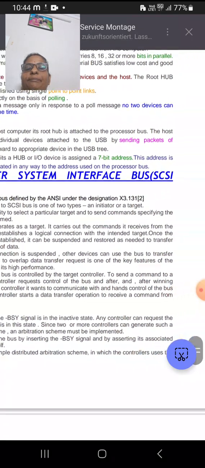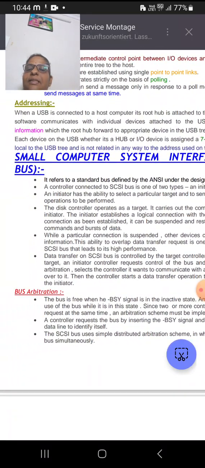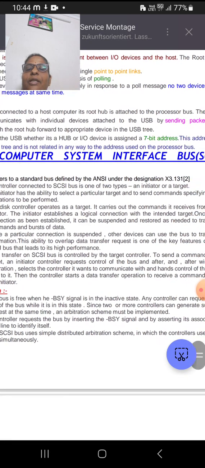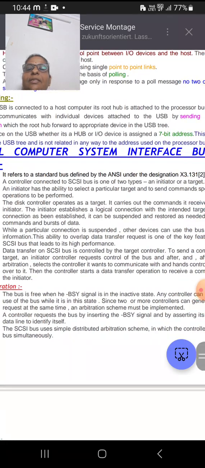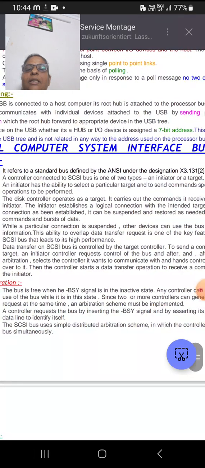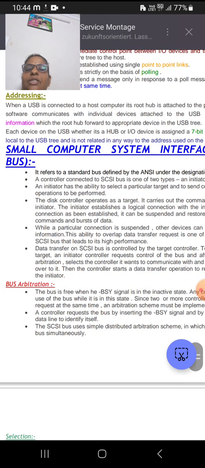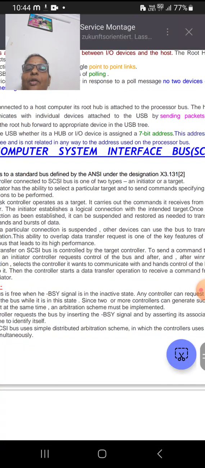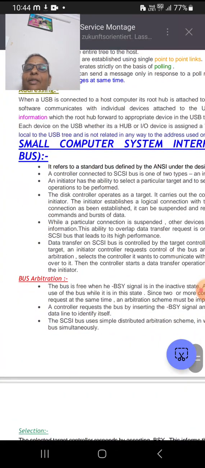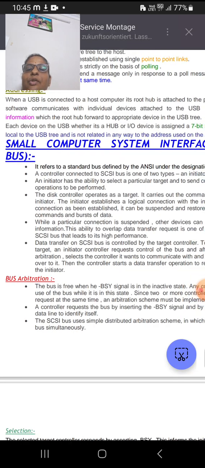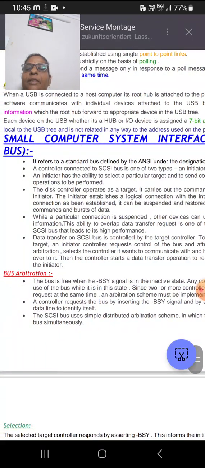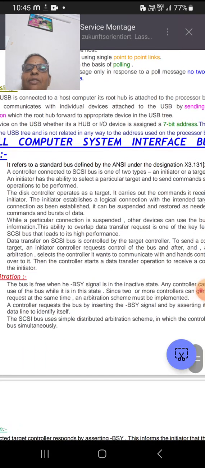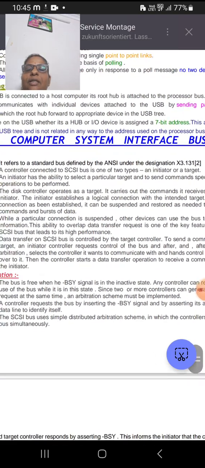So the small computer system interface bus, the SCSI bus, is related to an ANSI standard. The controller connected to the SCSI bus has two types: initiator and target. The initiator has the ability to select a particular target and to send commands specifying the operation to be performed. The disk controller operates as a target. It carries out the commands it receives from the initiators and establishes a logical connection with the interconnected targets.